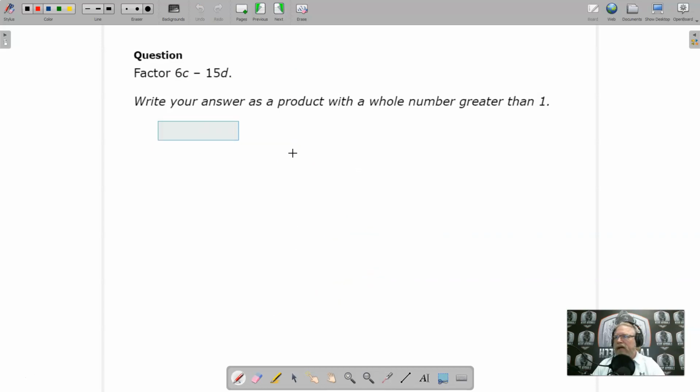On the next one, we have 6c minus 15d. So let's go ahead and look at what they have in common. 3 seems to be a good number, right? 2 times 3 times c is one of them, and minus, and then 15 times d. Well, 15 we need to write with a factor of 3. That's going to be what? 3 times 5 times d.